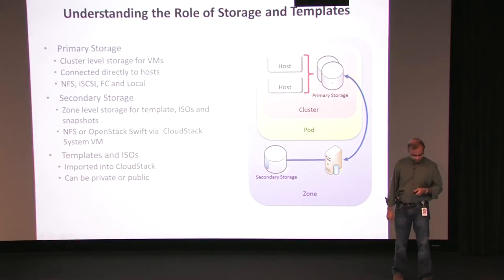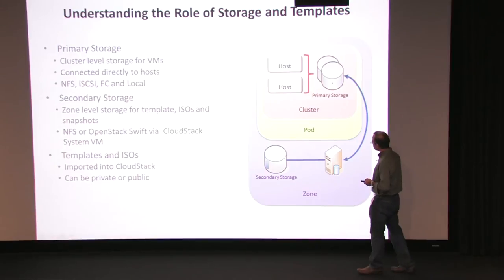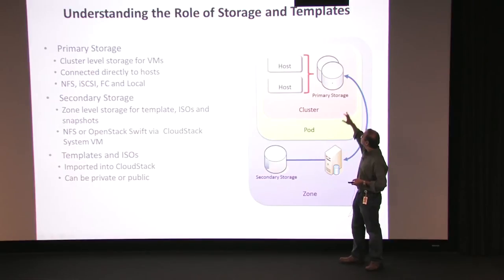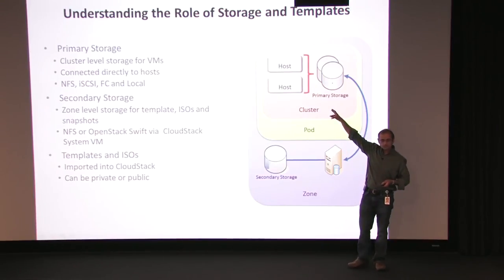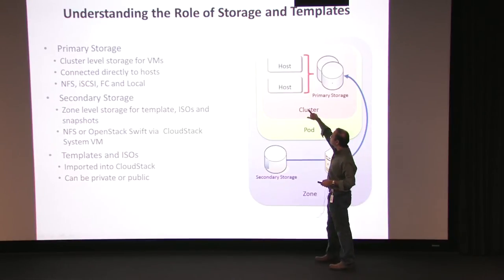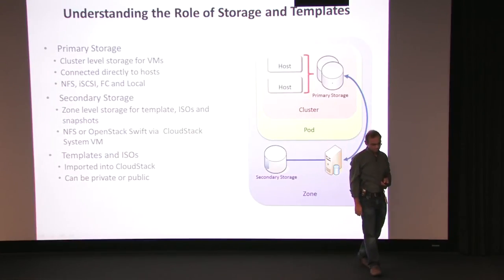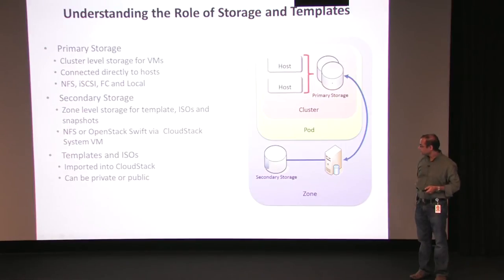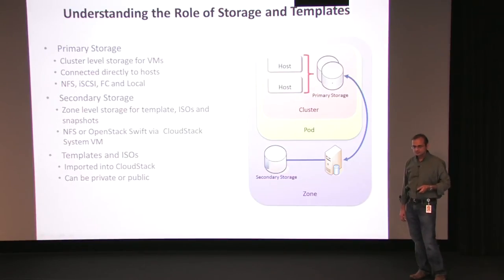And then once it's ready and you want to run a VM with it, what CloudStack does is it takes the template or image from secondary storage, copies it to primary storage, and then boots a VM off of it. And primary storage can also be local storage of the host. So fairly standard way of doing it in the IaaS clouds. And you can even import ISOs. So very useful for installing Windows if you don't have a license to begin with.